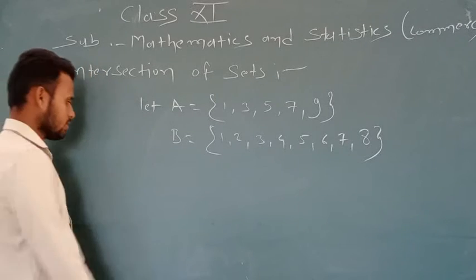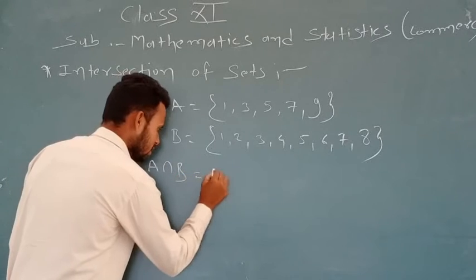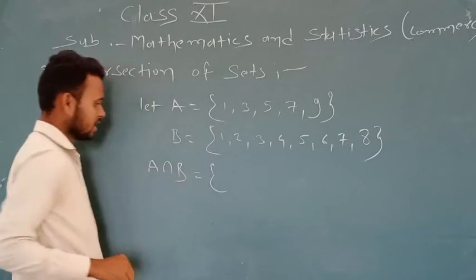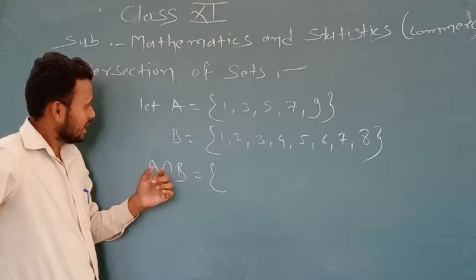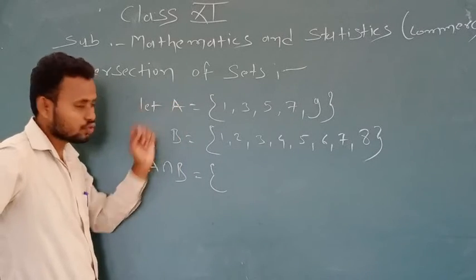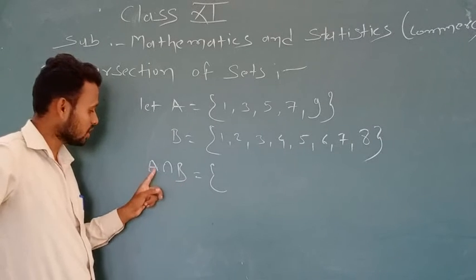Then the intersection of these two sets, A intersection B, is equal to the set containing the elements which are both in A and B.